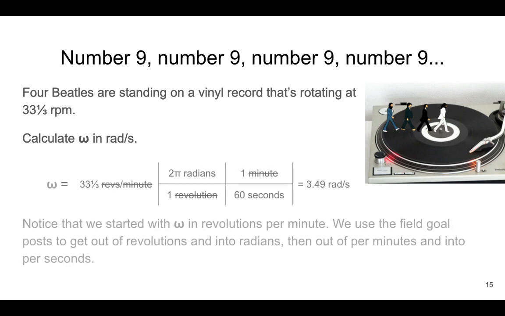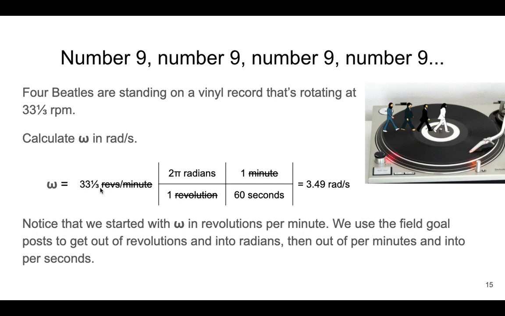So, we already have omega, we just have it in the wrong units. So the omega that we're starting with is 33 and a third revs over minutes. So first, let's get it out of revs and into radians. So use your field goal post that gets you out of revs on the top. So we had revs on the top, so we want revs on the bottom, radians on the top. And then this other one might be a little tricky.